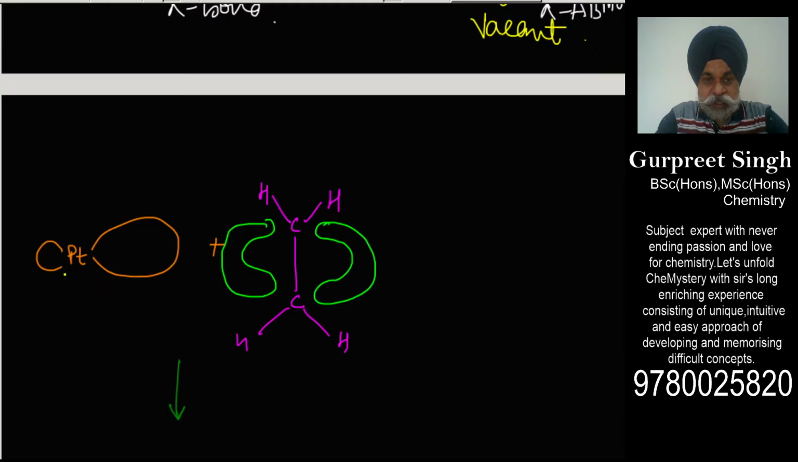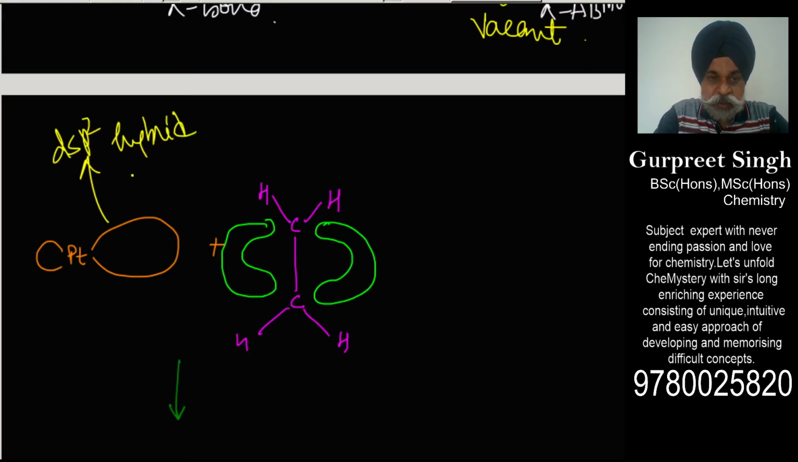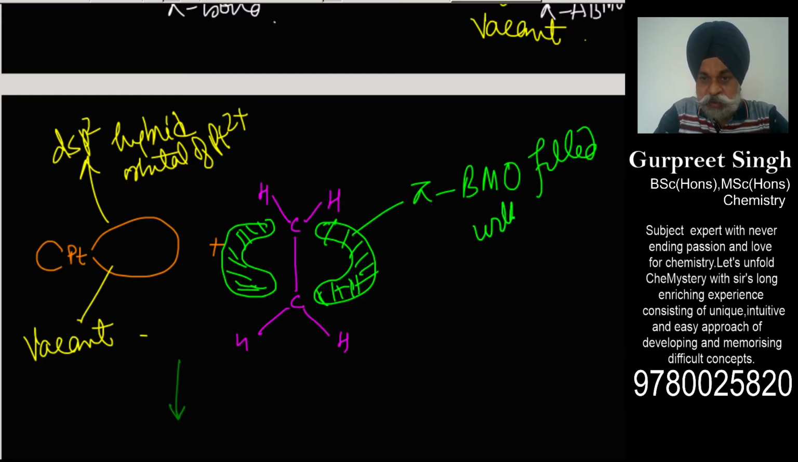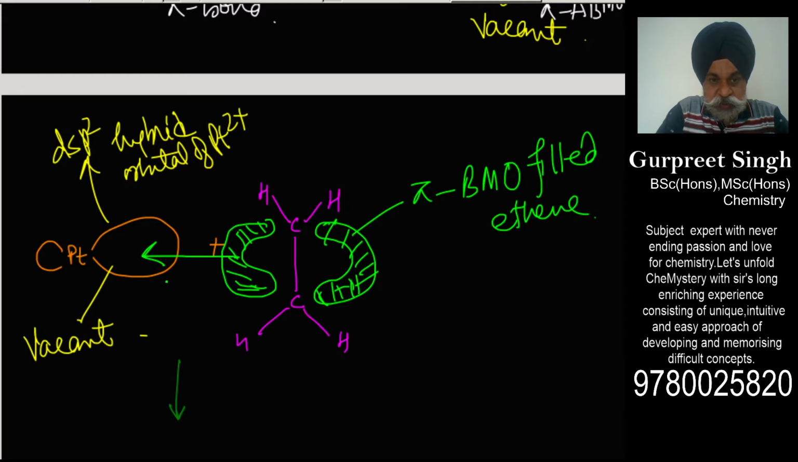Now, what exactly is happening here is that what I have shown is the dsp2 hybrid orbital of platinum 2 positive, which is vacant, whereas ethene has filled electron density. This is very interesting to tell you: the pi bonding molecular orbital of ethene is filled with electrons. So this electron density goes to the vacant orbital.